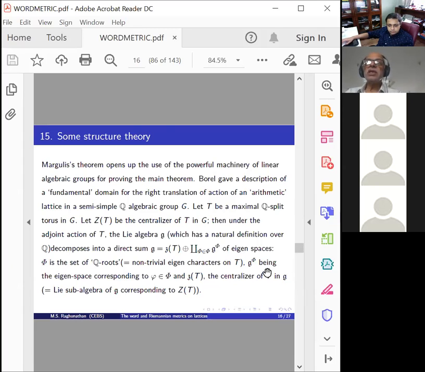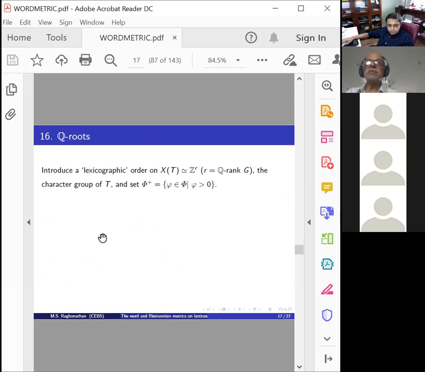The centralizer of T in the Lie algebra G is denoted ZT here, and that is the Lie algebra of the group centralizer ZT of capital T in G. One introduces an order on XT, which is isomorphic to Z to the power R. So you choose an ordered basis and write any element as a linear combination of basic elements, sigma AI. An element in XT is greater than 0 if the first non-vanishing AI is greater than 0.